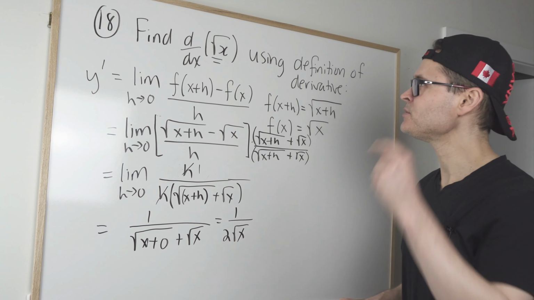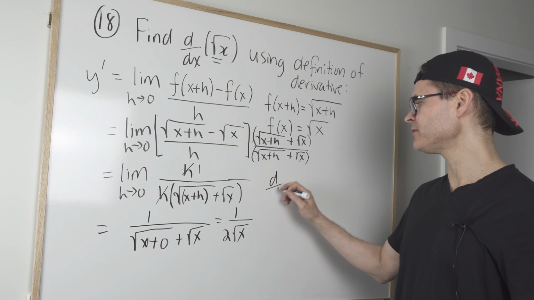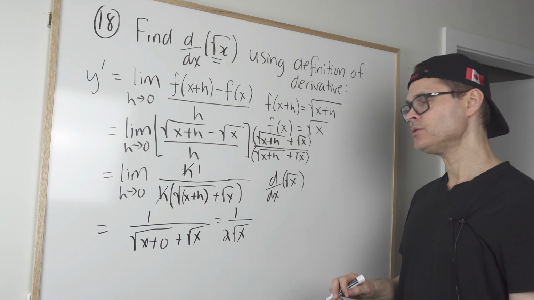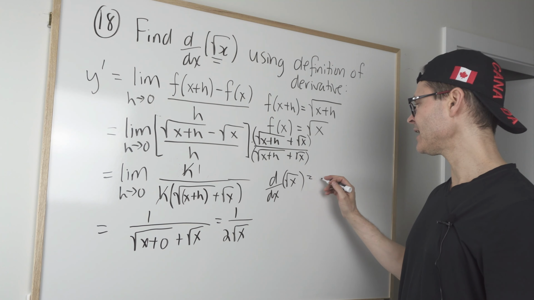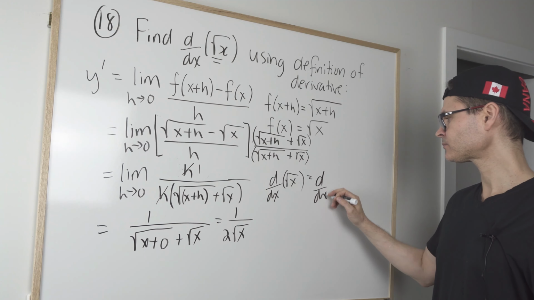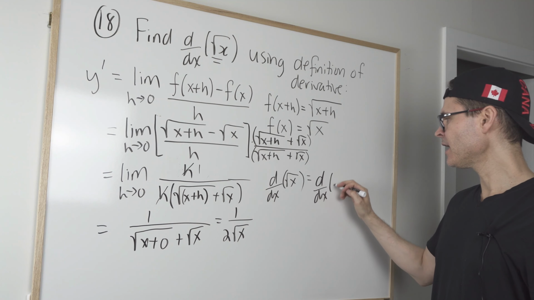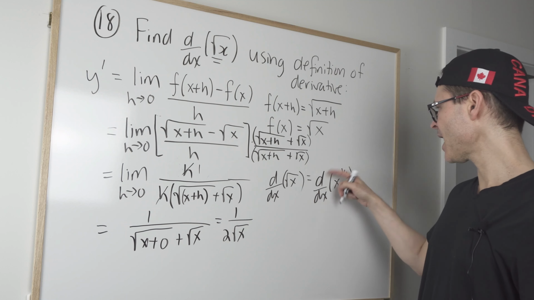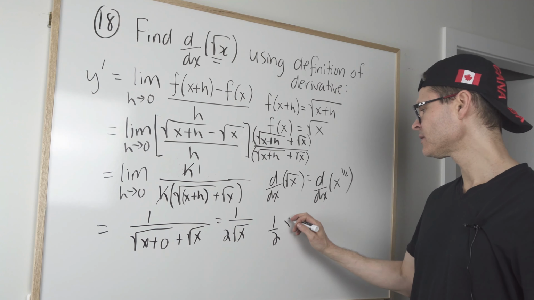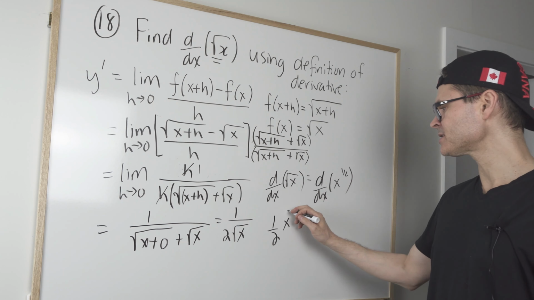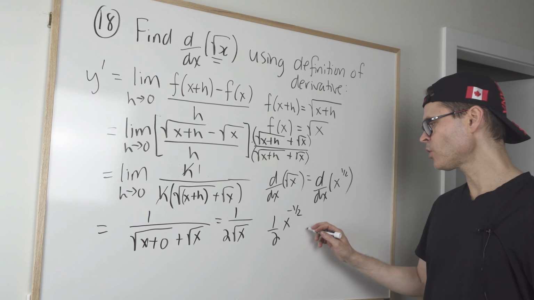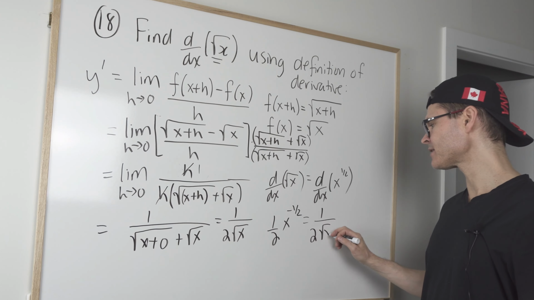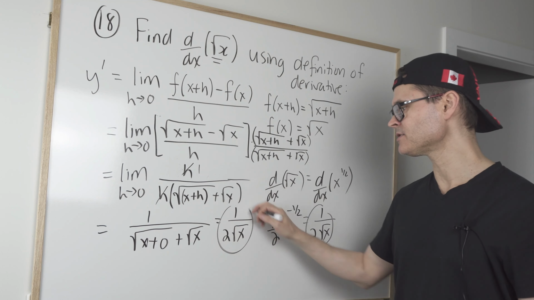Now we can verify that using our rules, because if I was to take the derivative of root x using the rules, I could think of that as the derivative of x to the half. And I can use the power rule by bringing the half down front, subtracting 1 from the exponent, that's going to give me negative a half. And of course, I can move that downstairs to 2x to the half, or 2 root x. And you can see it confirms the answer.